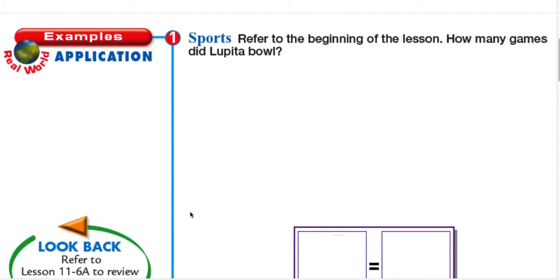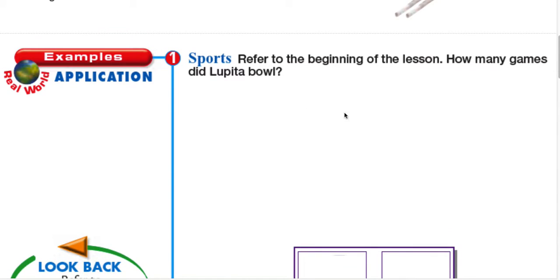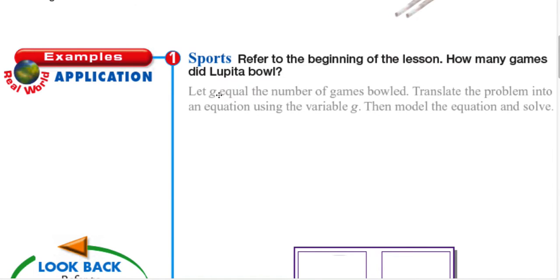Referring to the beginning of the lesson, how many games did Lupita bowl? Again, this is a word problem, so we need to define a variable. What it's asking is the number of games that Lupita bowled. So we let G equal the number of games bowled. That's our let statement, because that's what the problem is asking for.